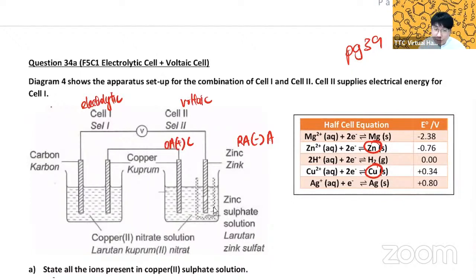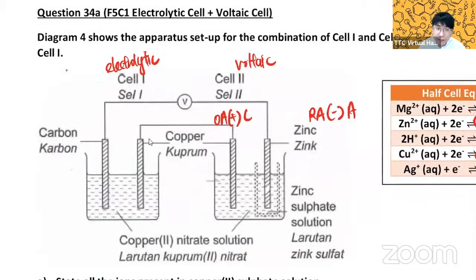Okay, then what is the label for cell 1? Cell 1 also has carbon and copper. If I ask you one thing here, the copper from cell 1 is connected to copper in cell 2, right? What terminal is the copper in cell 1? Is it positive terminal or is it negative terminal? Because if this is wrong, it will cause a lot of things to go wrong.